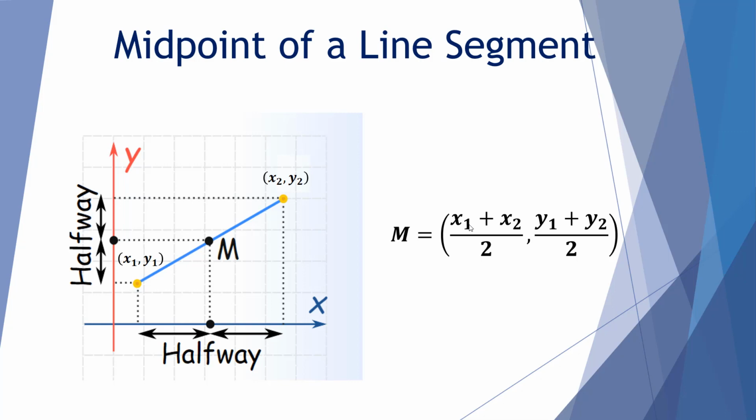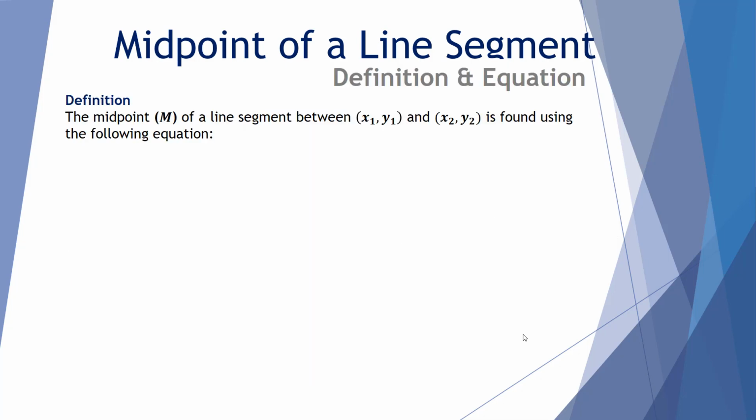So it's equal to x1 plus x2, the two x values, divided by 2. And then the y component or the y coordinate is y1 plus y2 divided by 2. It's halfway in between the two. A very straightforward equation, so let's look at this in more detail.